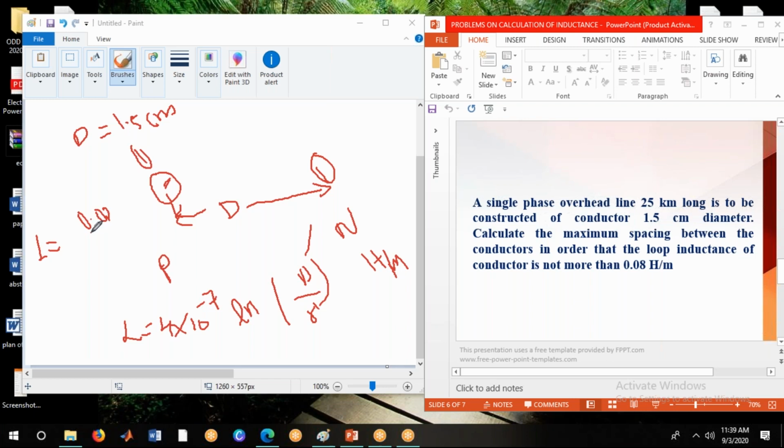So L value is given by 0.08. So how can we convert 25 kilometer to meter? Sorry, kilometer to meter: 25,000 meter. Now find the value of this one. L is equals to 0.08 divided by 25,000.